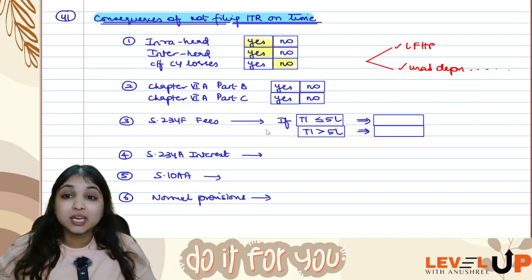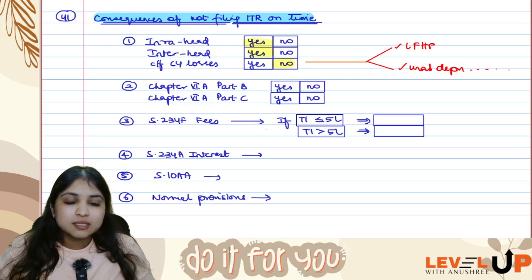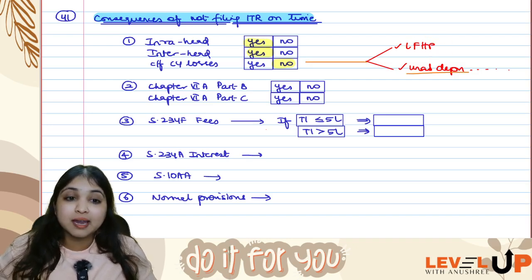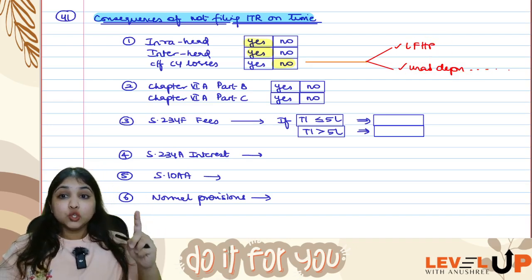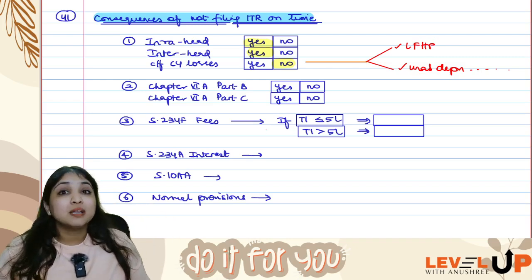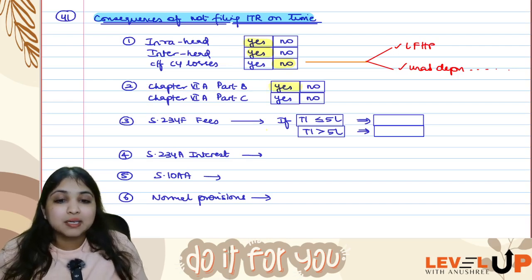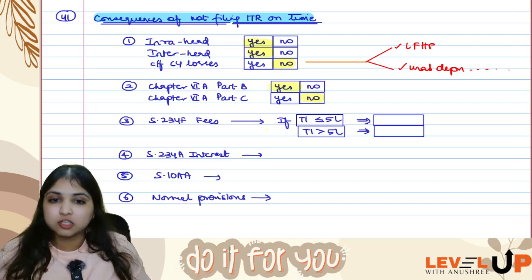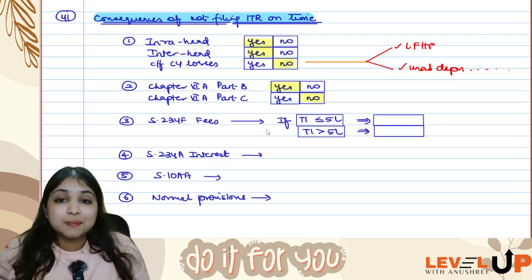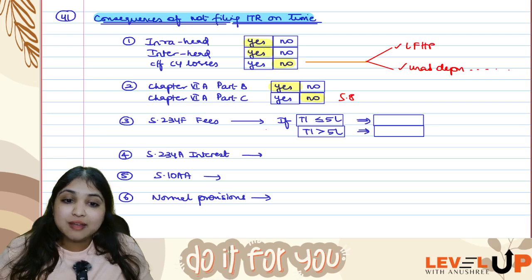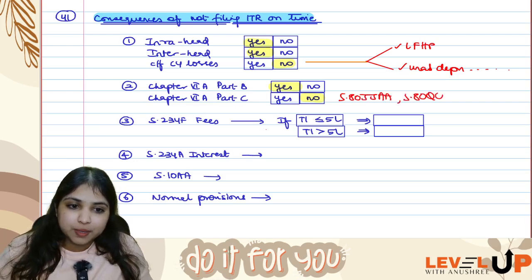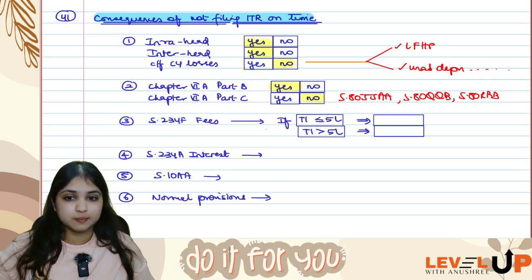No. But however, even if you filed ITR late, you can still carry forward loss from house property and unabsorbed depreciation. These two you can still carry forward. Okay. Then, can you claim Chapter 6A Part B deductions? Yes. But can you claim Chapter 6A Part C deductions? No. What are the Chapter 6A Part C deductions in your syllabus? We have three, guys. 80JJAA, Section 80QQB, and Section 80RRB. These are your three Chapter 6A deductions in your syllabus.